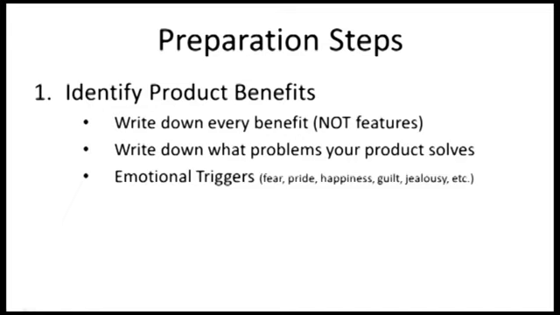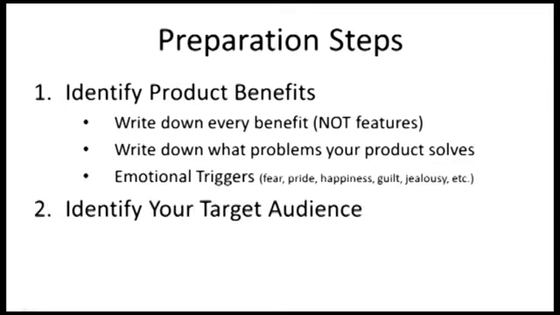So identify your product benefits, what emotional triggers and what problems that product solves. Write down every single one of those you can think of. Then step 2 is you need to identify your target audience.